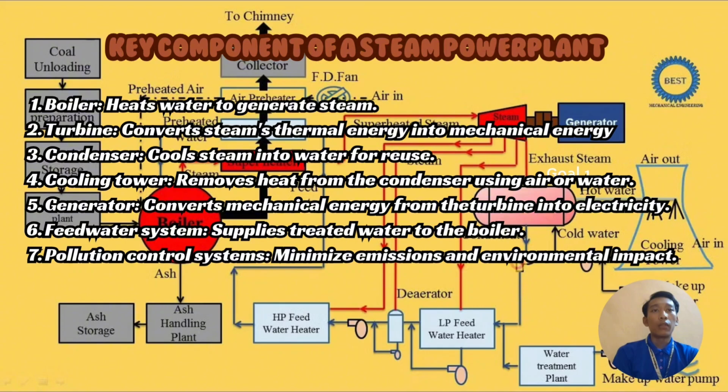And then we have feed water system. The feed water system, it will supply trapped water to the boiler. And lastly, we have the pollution control system. So the pollution control system, it will minimize emission and environmental impact.